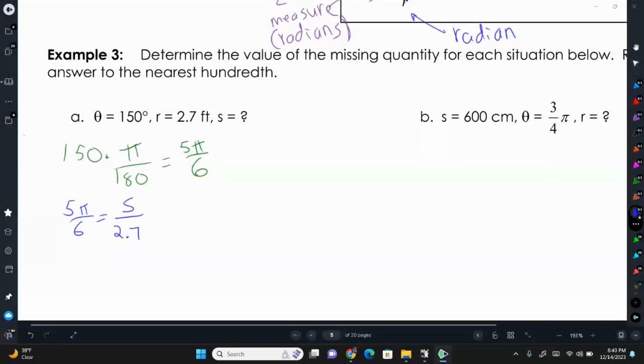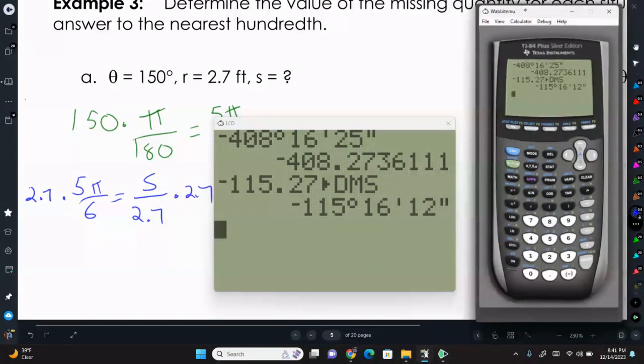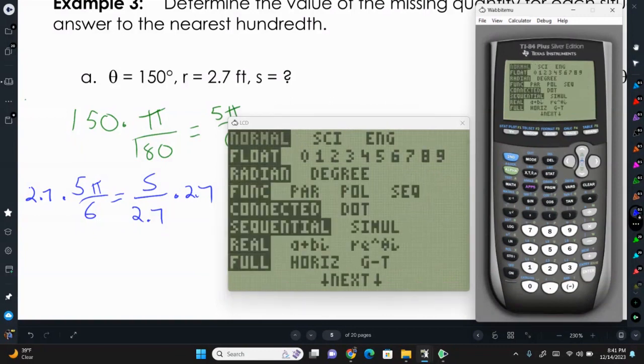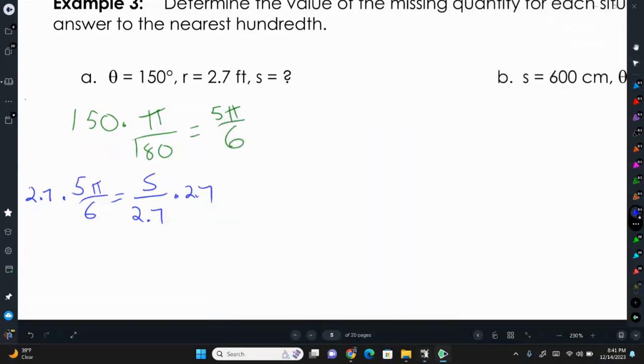So now we're going to multiply both sides by 2.7. Let me write that a little bit neater. So 2.7. And then in the calculator, make sure my calculator is in radian mode. So we're going to do 2.7 times 5 pi over 6. Enter, we get 7.068, and we're told to round to the nearest hundredth, so that's 7.07. So this arc length is 7.07 feet, because our radius was given to us in feet.